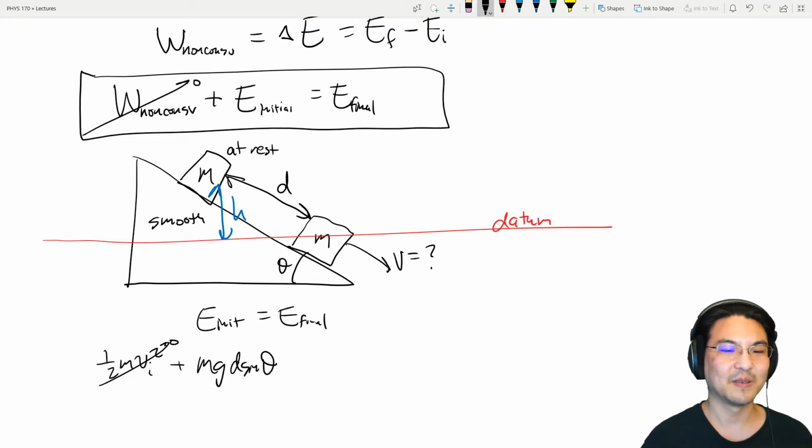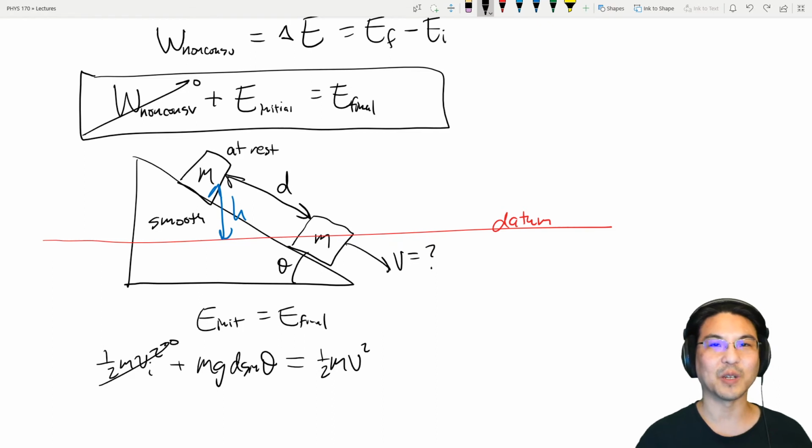Okay, so that's the gravitational potential energy, and that's it. We're done on this side of the equation. Now this side of the equation, final, here. What is the kinetic energy? 1/2 mv squared for this speed v.